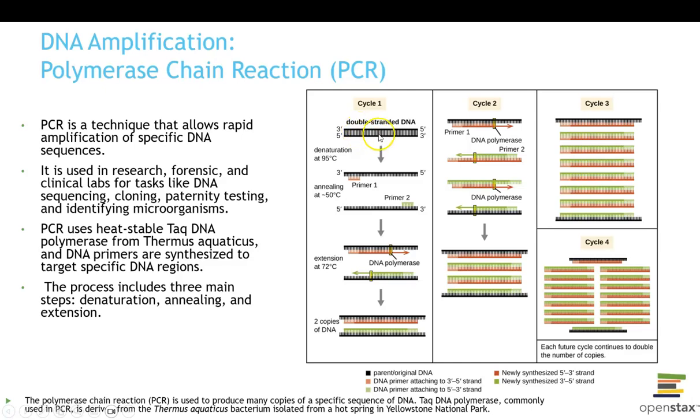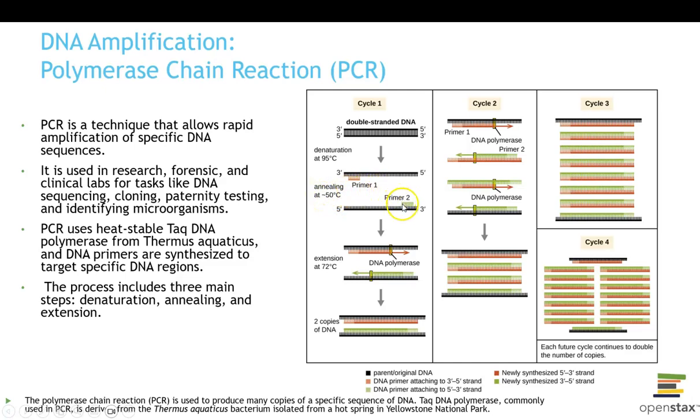Imagine this is our double-stranded DNA. In the first step, we're going to increase the temperature to 95, 96 degrees Celsius. It's going to help in order to unzip the DNA. It's going to break down the hydrogen bonds between the nucleotides of the double-stranded DNA that we have. Then we're going to decrease the temperature to something around 50 degrees Celsius.